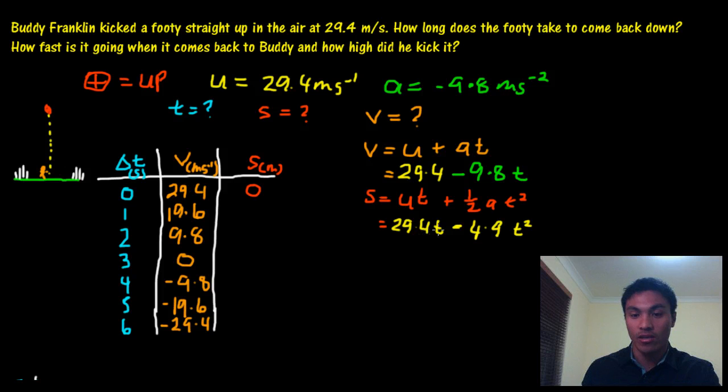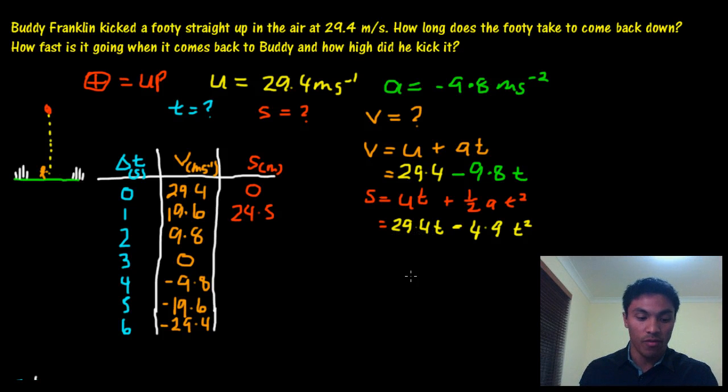At time equals 1, you're going to have 29.4. 1 squared is 1. So 29.4, take away 4.9. Okay. So 29.4 take away 4.9 will be, so at time equals 1, the displacement is going to be positive 24.5 meters.